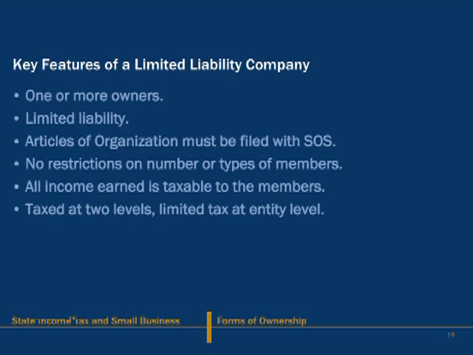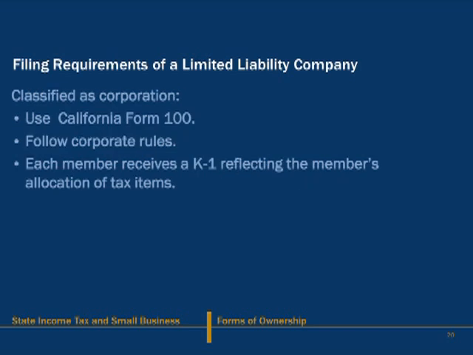All LLCs which are classified as corporations and organized in California, register in California, conduct business in California, or receive California source income must file California Form 100. The California Form 100 must be filed by the 15th day of the third month after the close of the LLC's taxable year. The LLC will be taxed at a corporate tax rate of 8.84% and will be subject to a minimum tax of $800.